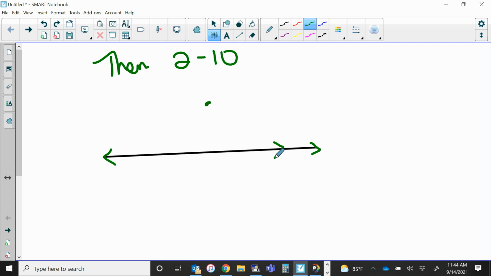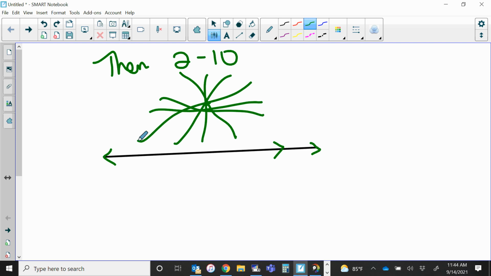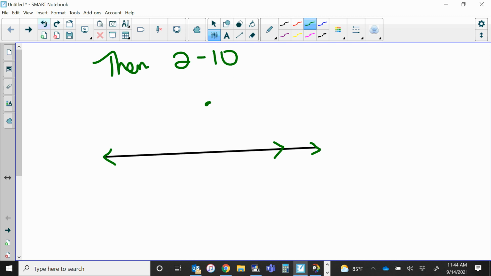Technically, how many lines go through that point? Yeah, there's a line here, here, here, here, here. It's like the genie when he's talking about the exits, everywhere, right? There are lines that go through this entire point, all different directions. But this theorem states there is only one line that will go through it that will be parallel to the line down there. That's what theorem 2-10 states.